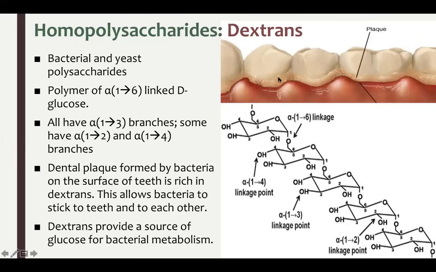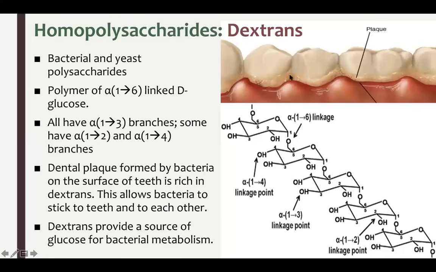So the dextrans are called bacterial or yeast polysaccharides, and these are polymers of alpha D glucose. You can see this is the structure, and the linkage is alpha 1 to 6. Okay, and there are also branches, like some dextran molecules might have branches on the alpha 1,3 in most cases, and some have an alpha 1,2 branch, and some might have a branch at the alpha 1 to 4 link.